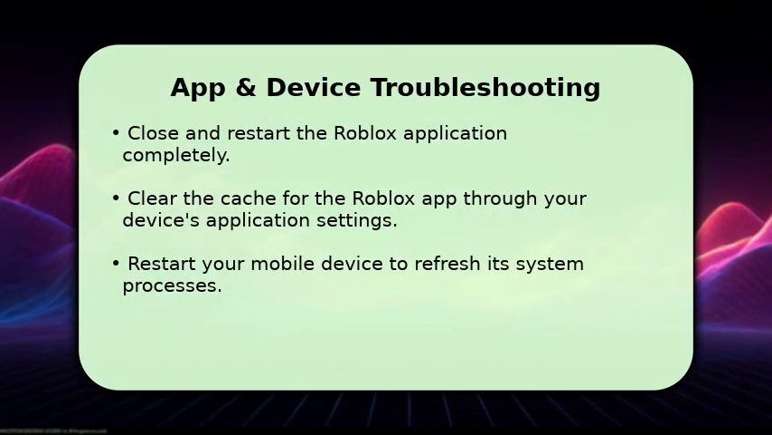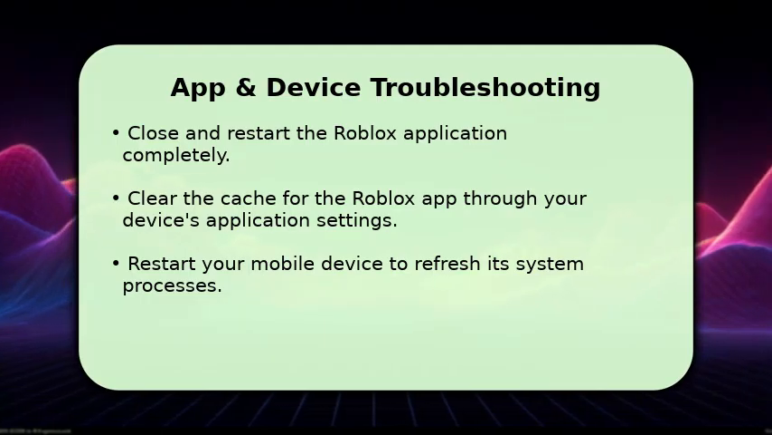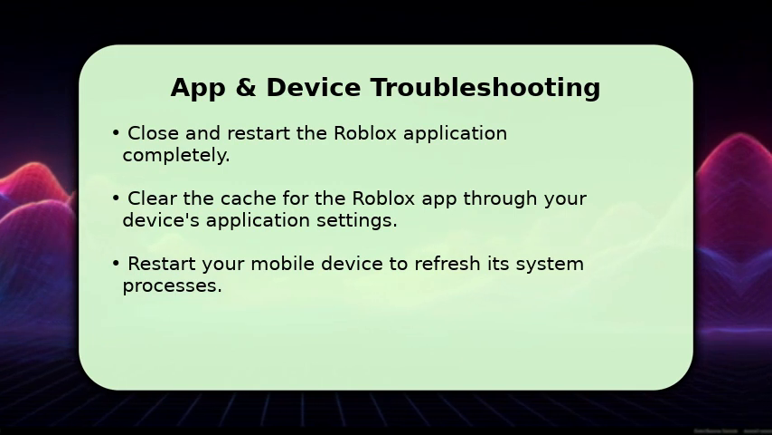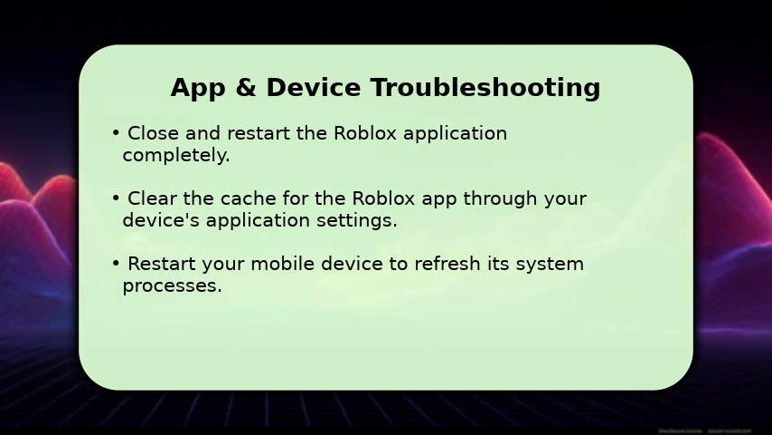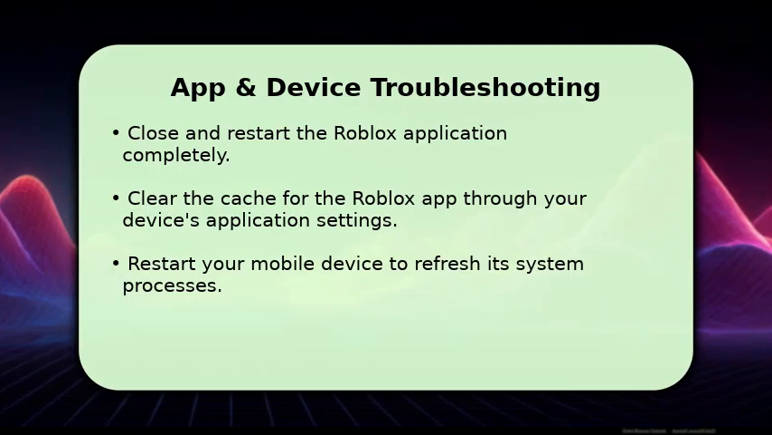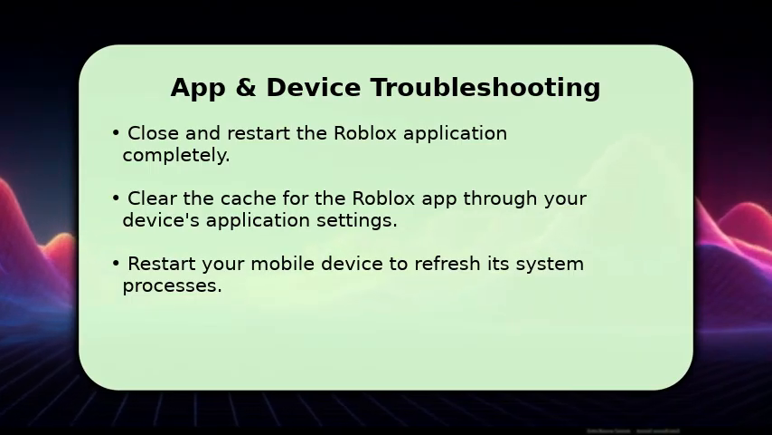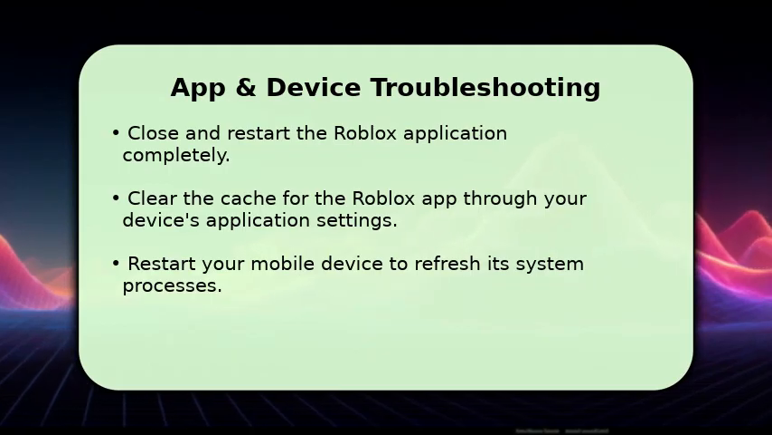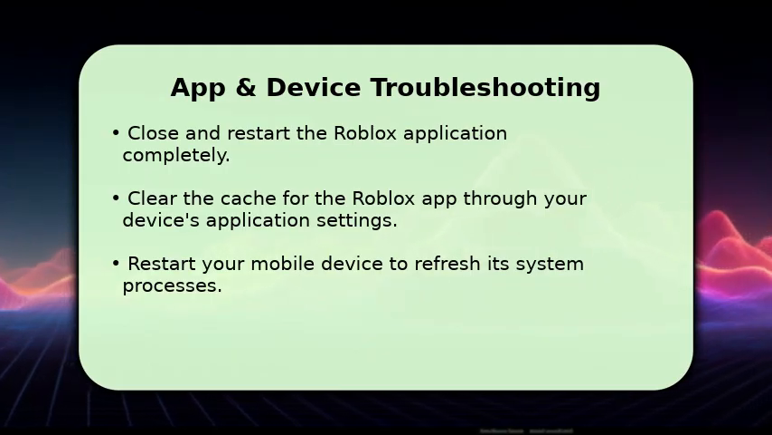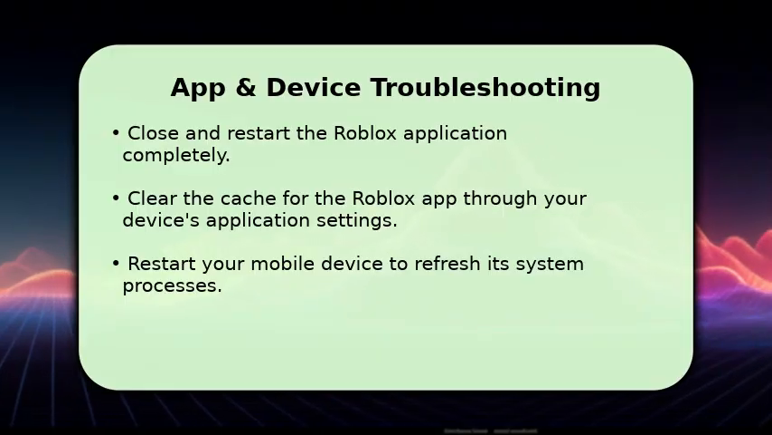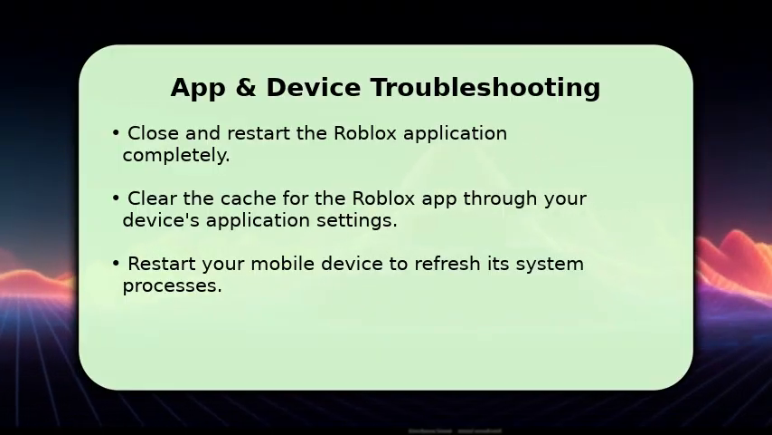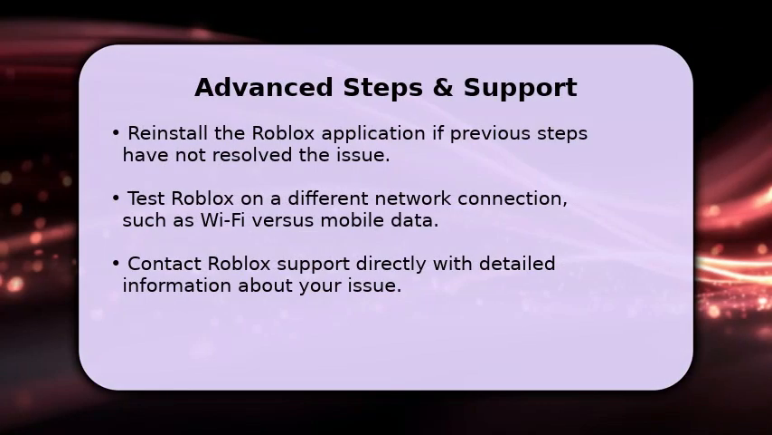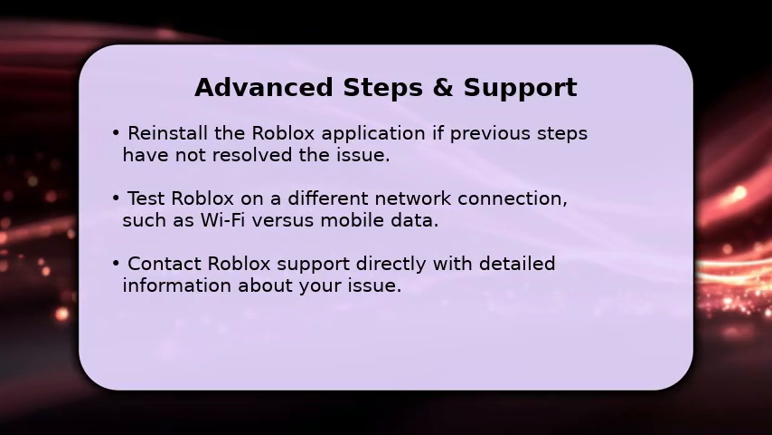If the problem persists, let's try some common troubleshooting steps. First, completely close the Roblox app and then reopen it. Sometimes a simple restart can resolve temporary glitches. Next, go to your device's app settings, find Roblox, and clear its cache. This can often fix corrupted data. After that, restart your entire mobile device. Finally, visit your app store to ensure your Roblox app is updated to the latest version, as updates often include bug fixes.